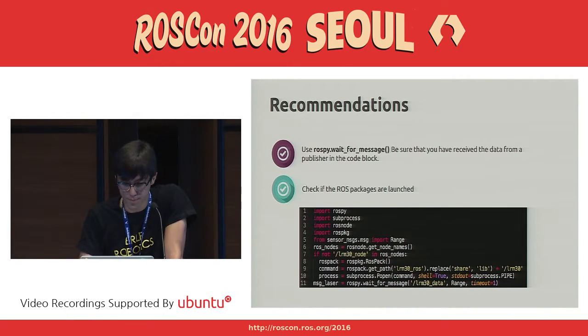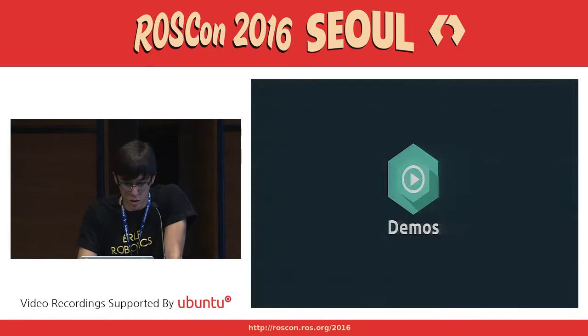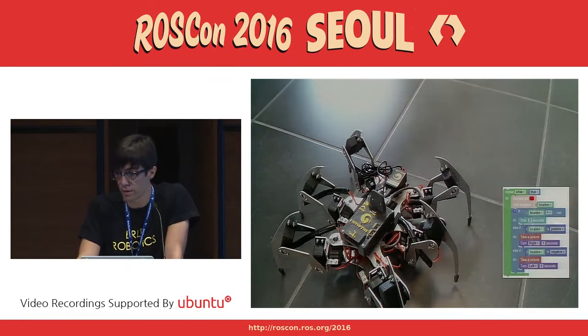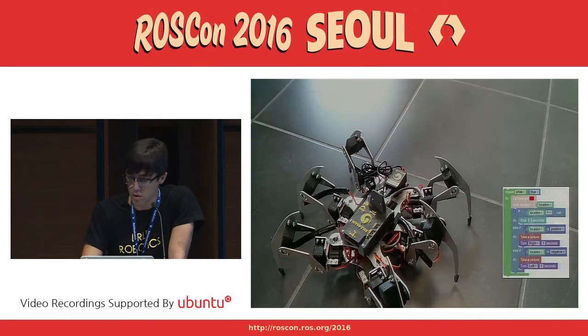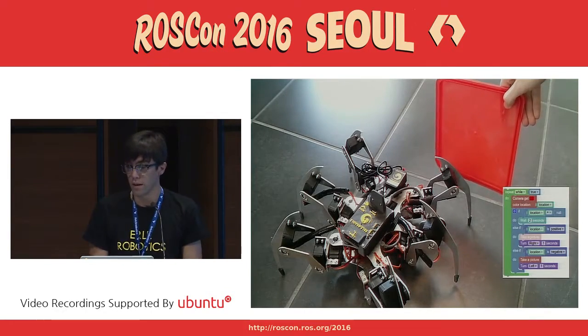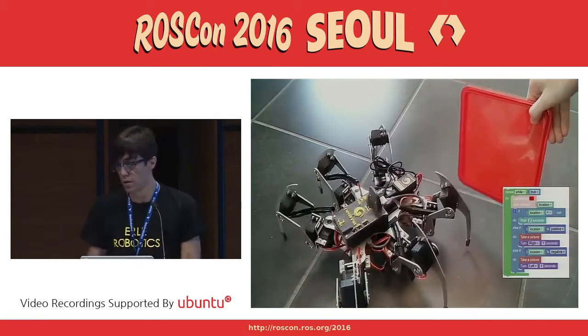Okay, so let's see what we can program with Robot Blockly. In this example, we have a spider with an Early Brain on top with a camera. So we are going to show the red color to the spider, and the spider is going to turn to the right or to the left if the spider sees the color.